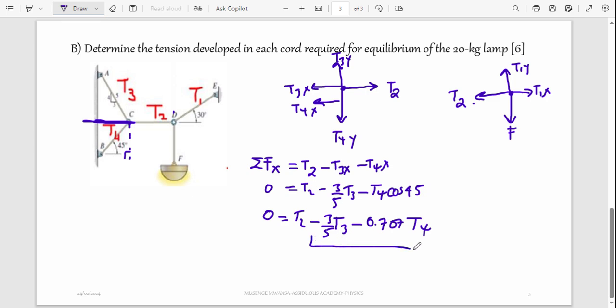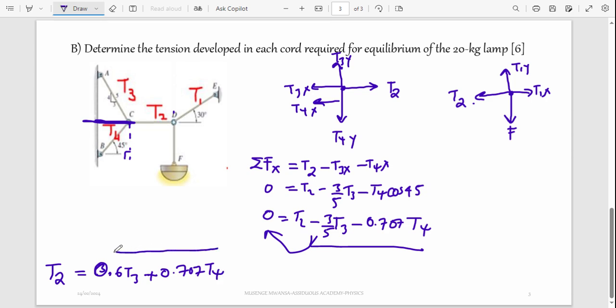I can take these two terms to the other side and make T2 the subject of the formula, so that is going to be, what is 3 out of 5? That is 0.6. So that is going to be 0.6 T3, because it's going to the other side, so it becomes positive, and then the negative 0.707 will also become positive. This is the first equation.